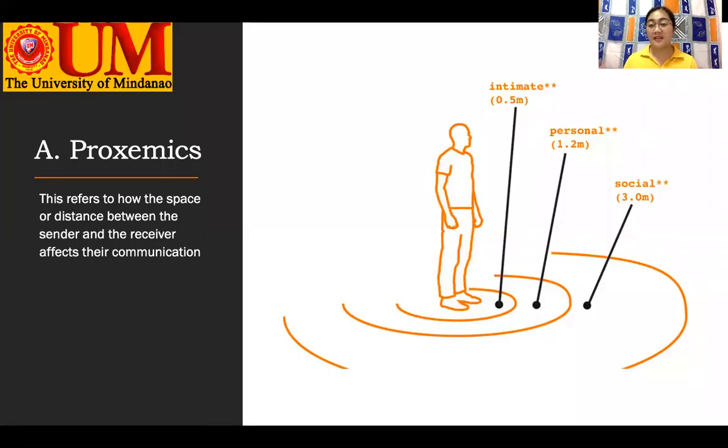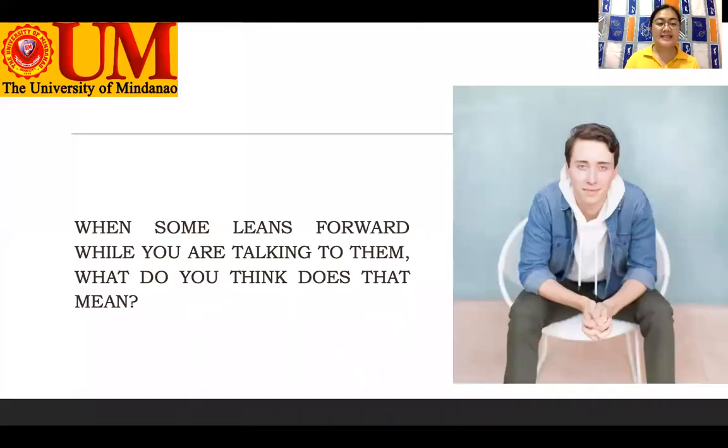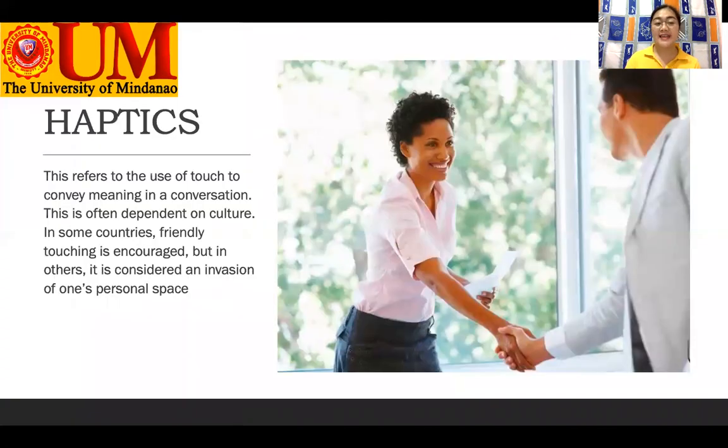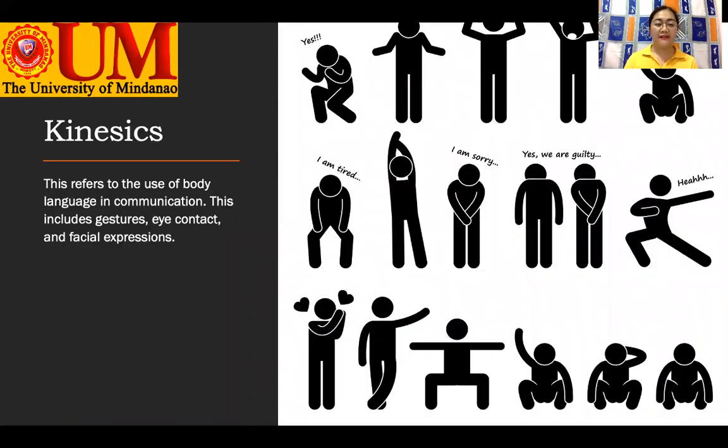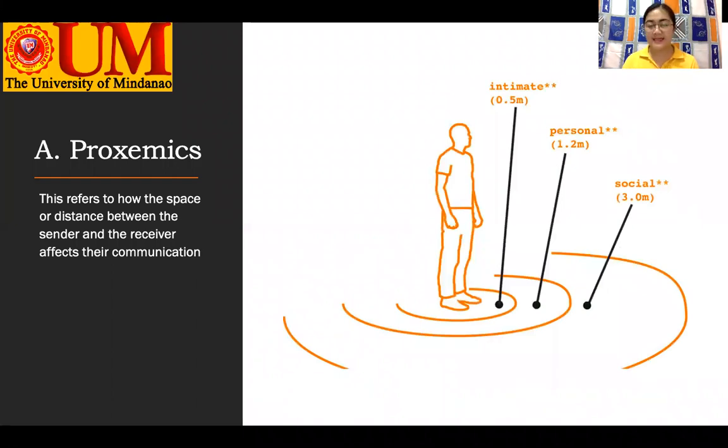So there are different types of nonverbal communication. These are the proxemics, the kinesics, the vocalics, and the haptics. We will begin first with proxemics. When we say proxemics, this refers to the space or the distance between the sender and the receiver. The space or the distance affects the meaning or affects the communication between the sender and the receiver.